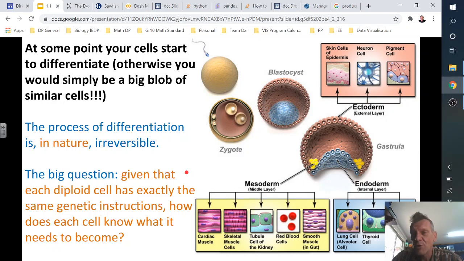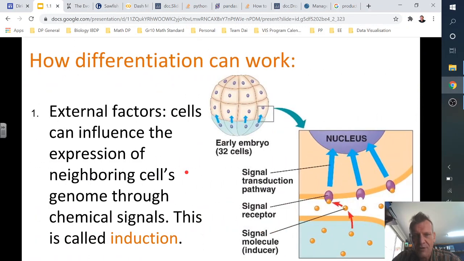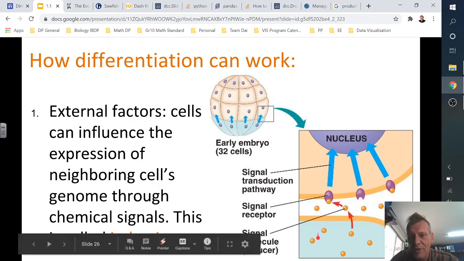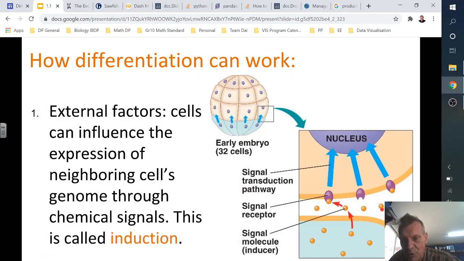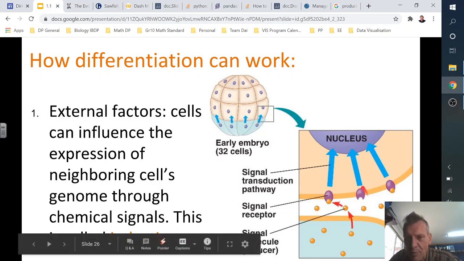So it must use different genes in the expression as it grows. And how is that achieved? Now, one of the things is induction. Induction is the whole ability of one cell to influence a next cell next to it, and that is done by releasing certain triggers, you might say, certain molecules that can be picked up by receptors.